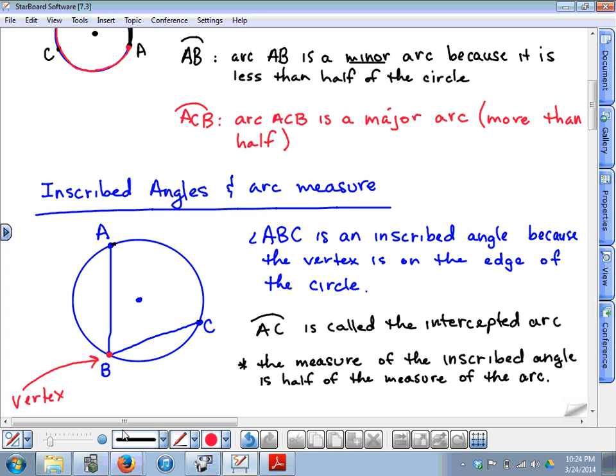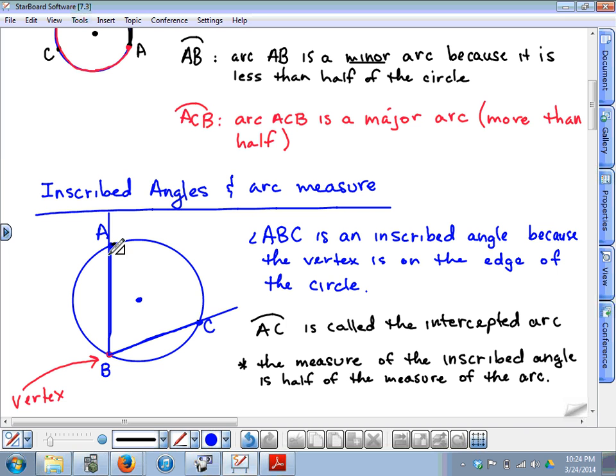Just because an angle is inside doesn't mean it's an inscribed angle. For example, if I did this angle DEF, this is not an inscribed angle because the vertex is not on the outer edge of the circle. Now if we started at point A and ended at point C, that's called the intercepted arc. The reason it's the intercepted arc is notice the sides of this angle. We have that side there, and this side here.